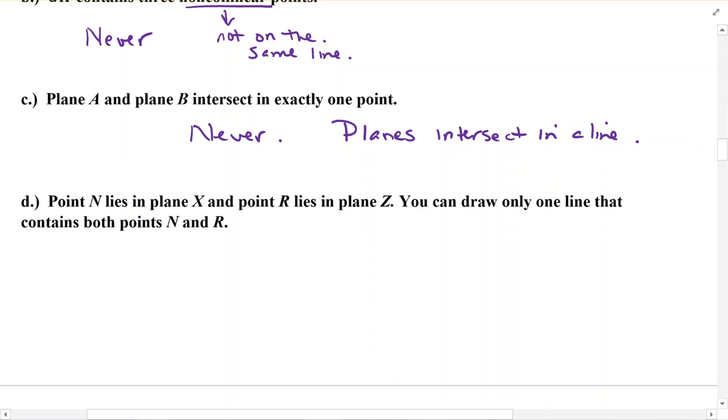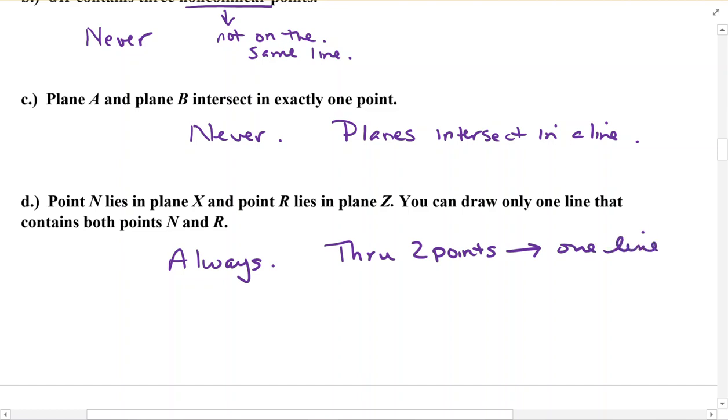Problem D, point N lies in plane X and point R lies in plane Z. You can draw only one line that contains both points N and R. And this is always true because through 2 points there is one line, or exactly one line.